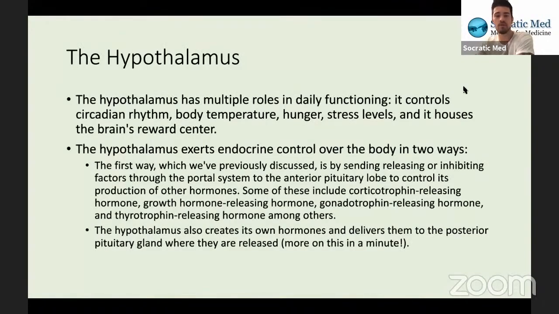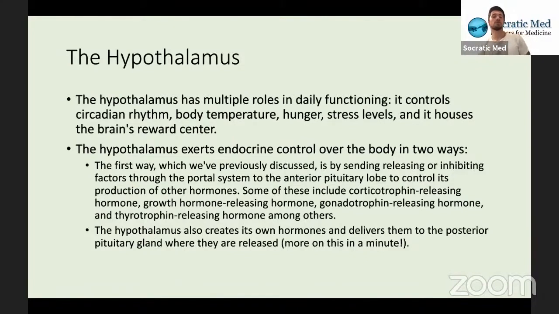So the hypothalamus, the first stop in the HPA axis. The hypothalamus has multiple roles in daily functioning. We may have spoken about it before in previous lectures when we were talking about the brain. It controls circadian rhythm, body temperature, and hunger, it manages stress levels, and it houses the brain's dopamine-driven reward center. But we're not going to be talking too much about that in today's lecture. We're just going to be talking about its hormonal control on the body.